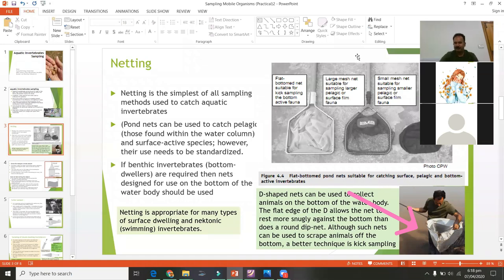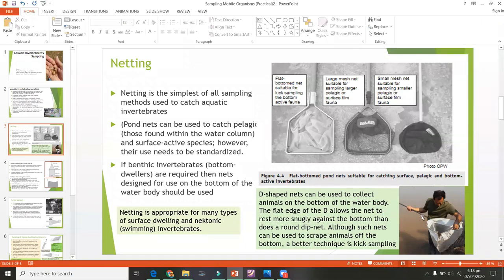So here we have some types of nets. This is the D-net, which I am using for the collection of macroinvertebrates from river Ravi. This net is known as a D-shaped net, and it was used for the collection of macroinvertebrates and small fishes. We dip this net and drag it on the surface of the bottom, and collect animals along with the sediments. Such techniques are also known as the kick sampling method.